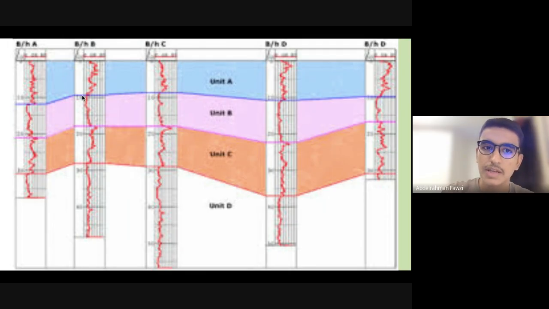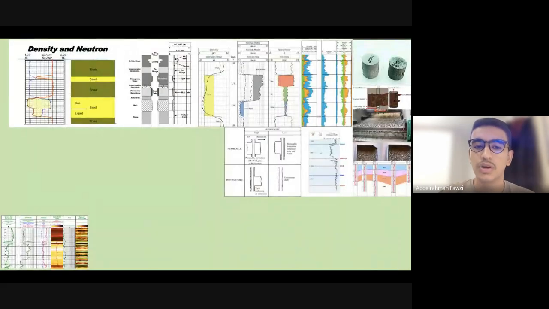So we understand that if we have to drill here, at this depth we're going to have this formation, and at this depth we're going to have a change in formation. So this kind of correlation is very important if you are required to drill more wells for production, basically.